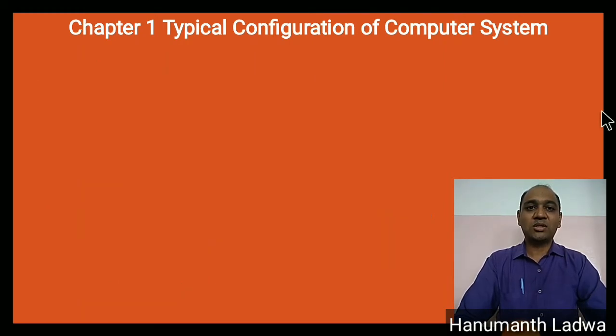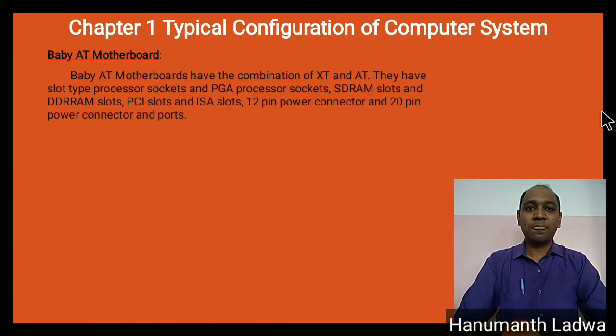Let us continue with the third type of motherboard, Baby AT motherboard. Baby AT motherboards have the combination of XT and AT. They have slot type processor sockets and PGA, that is pin grid array processor socket, SDRAM, synchronous dynamic random access memory slots, and DDR RAM, double data rate random access memory slots, PCI slots and ISA slots, 12-pin power connector and 20-pin power connector and ports. Examples: Pentium 3 and Pentium 4.